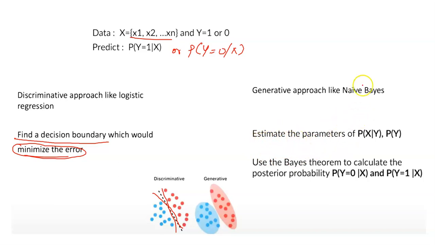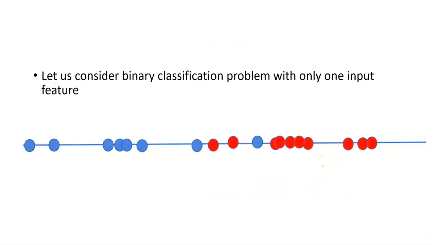In the generative approach, we will focus on the Bayes theorem. In the Bayes theorem, we already know the posterior equals likelihood times prior divided by normalization, which doesn't rely on the decision boundary. It will rely on understanding the data distribution.